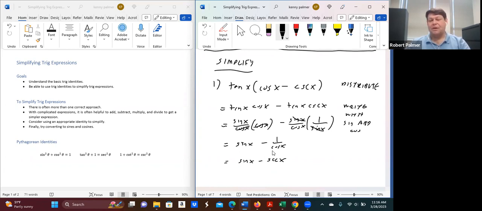If you think about it in terms of how many things we have to do here, this one requires 3 different operations: calculating the sine, the secant, and then subtracting them. And the original one actually has 4. We have to do those same 3 for here, cosine, cosecant, and subtract them, and then multiply by tangent. So this is actually a simpler expression.